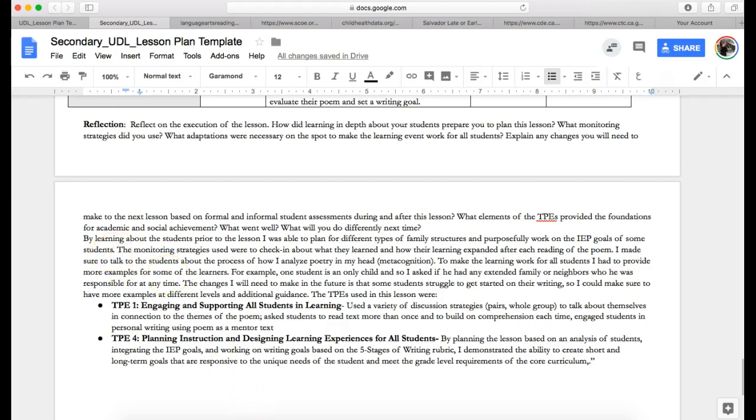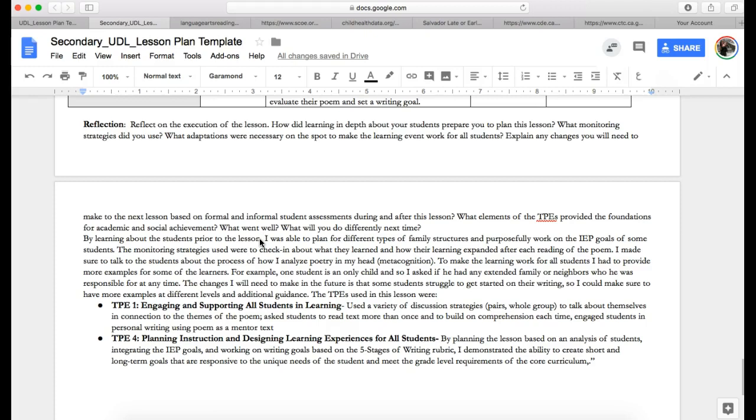So by learning about the student prior to the lesson, oh, a comma needs to go there, I was able to plan for different types of family structures and purposefully work on the IEP goals for some students. The monitoring strategies used were to check in about what they learned and how their learning expanded after each reading of the poem. I made sure to talk to the students about the process of how I analyzed the poetry in my head, metacognition. To make the learning work for all students, I provided more examples for some of the learners. For example, one student is an only child, and I asked if he had any extended family or neighbors who he was responsible for at any time.